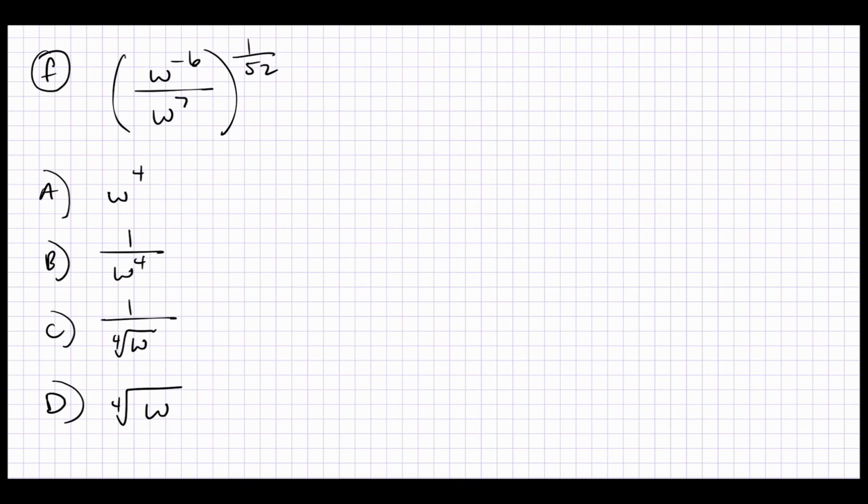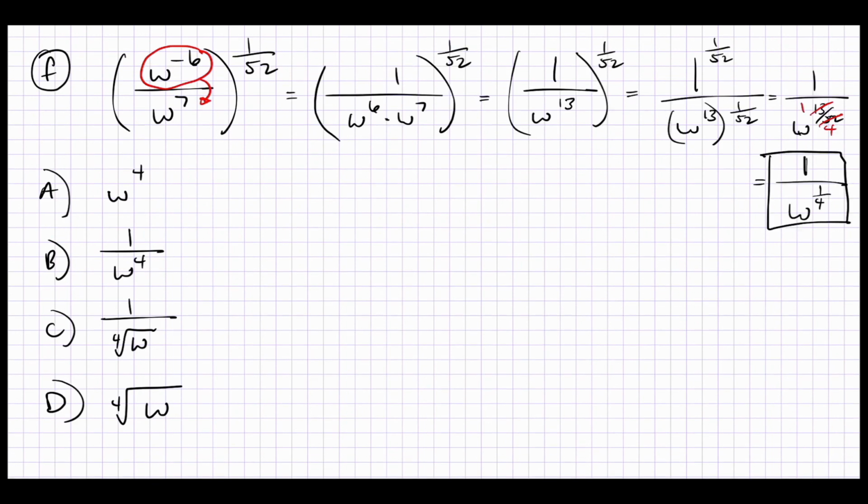So here we go. This is what I got as an answer, right? I moved the negative down inside the parentheses, combined these two guys, gave each of these guys a power, reduced the power, and I got this, right? But the problem is the answer's not up there. None of these answers match exactly. A doesn't have a fraction. D doesn't have a fraction. B and C have fractions, but the power doesn't match, right?